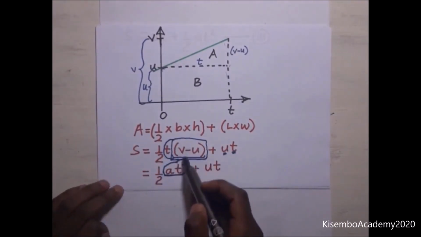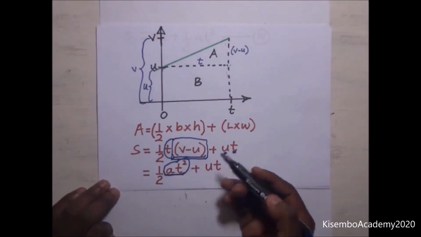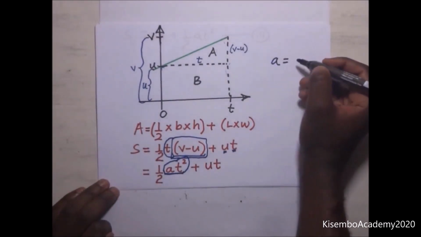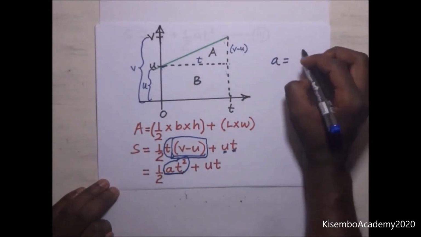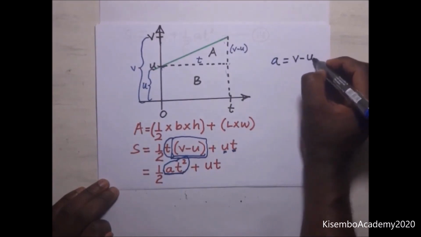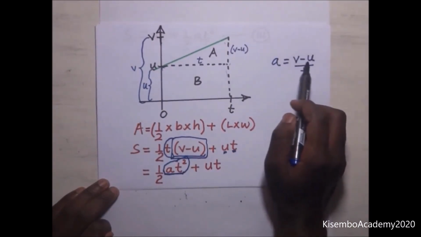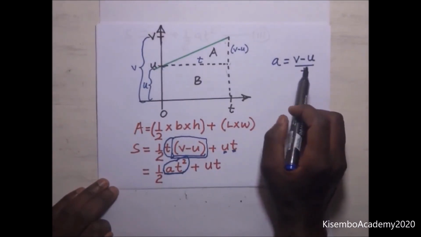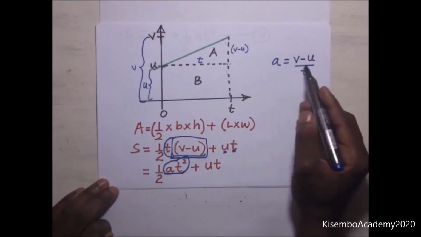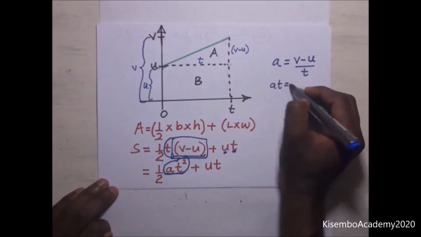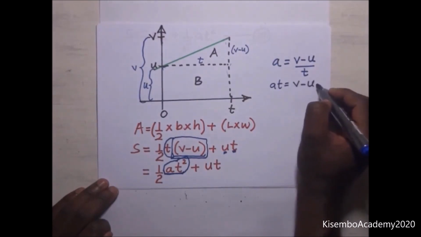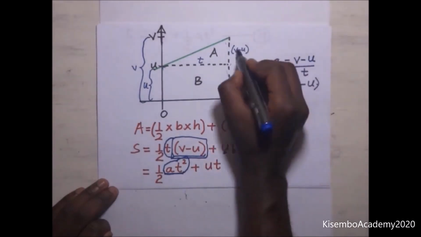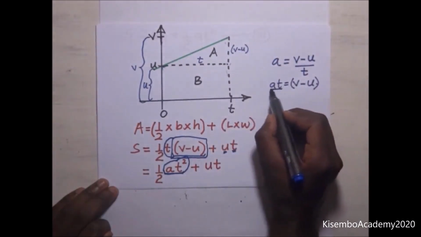Now how does this come about? We know that acceleration is the rate of change of velocity. This is the definition of acceleration: final velocity minus initial velocity over t. When we make this a flat equation and multiply by t on both sides, we end up with at equal to v minus u. So you realize that this v minus u is the same as at. We get this v minus u and replace it with at.